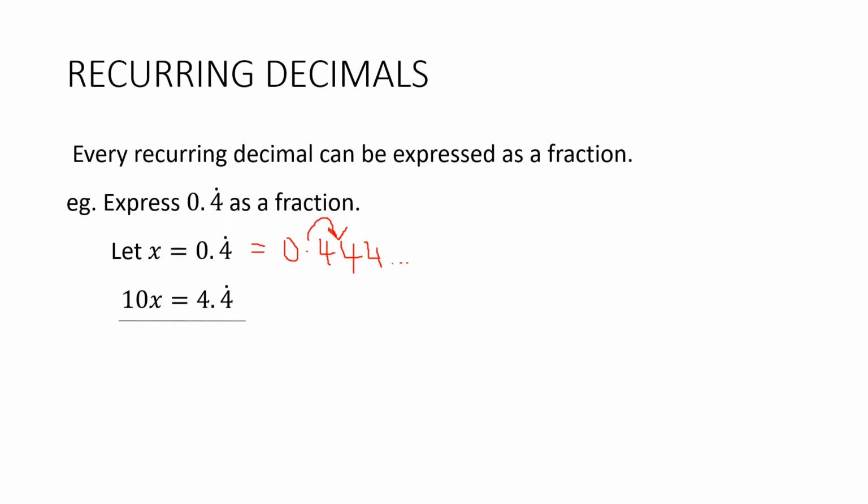Now what I'm going to do is subtract this one here from this. So I'm going to go 10x take away x, which is 9x, and 4.4 repeater take away 0.4 repeater. And that's going to get rid of my repeating bit. So I'm going to end up with 9x is equal to 4. So just pause for a minute and make sure that makes sense. It's easy from here. We divide both sides by 9 and x is equal to 4/9. So if you put that in your calculator, 4 divided by 9 and turn it into a decimal, you will actually get 0.444444, etc.